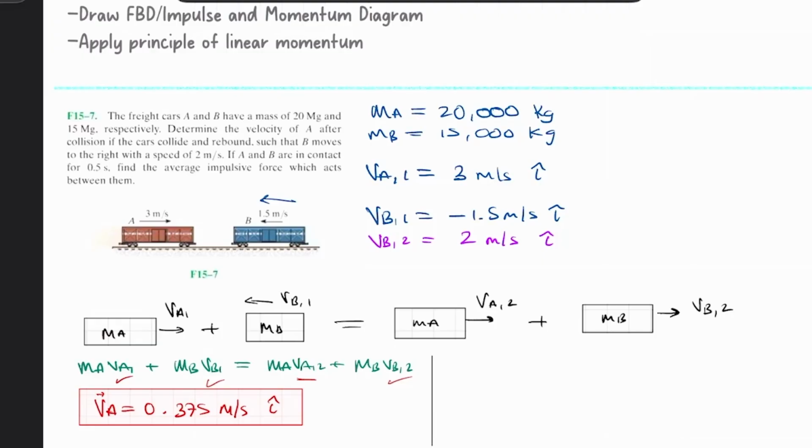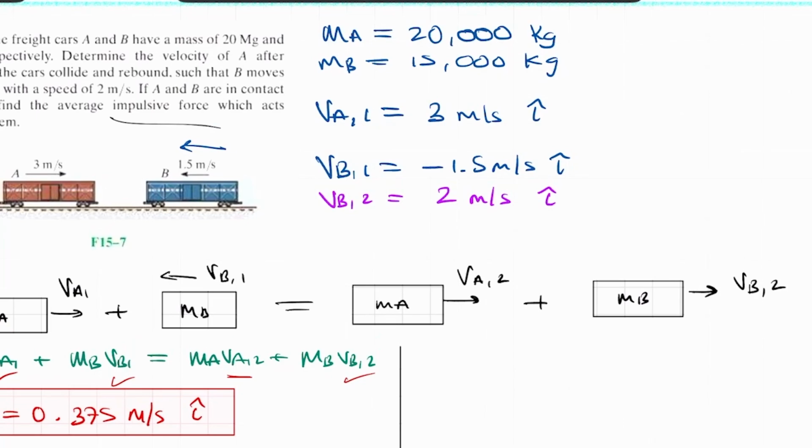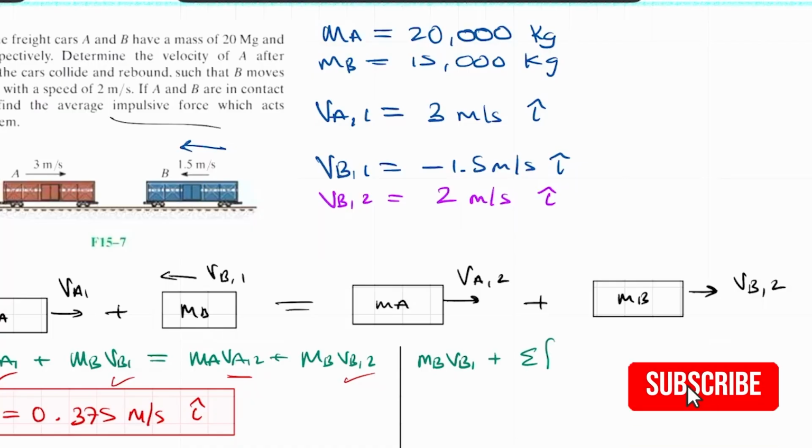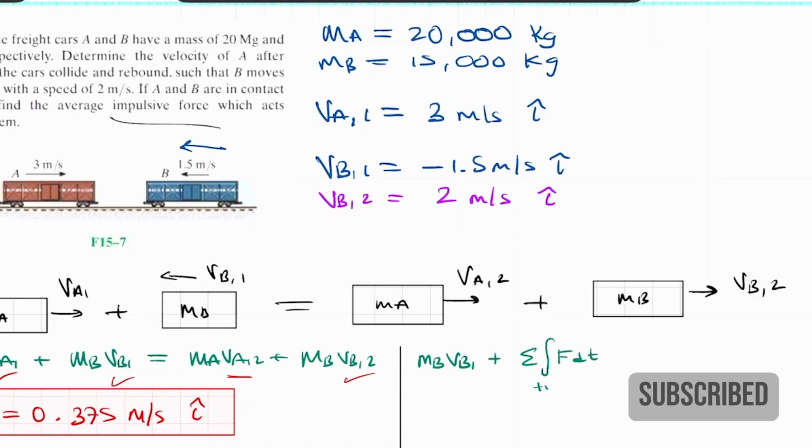And then to figure out the impulse between the cars as they collide, we're going to use the equation for impulse and momentum. You can do it from A to B or B to A. They're going to share the same impulse, because they're both colliding. So let's do the one for B. We have the mass of B times the velocity of B1, plus the sum of forces integrated from t1 to t2, equals the mass of B times VB2. Once again, we already know their values, so we know everything here.